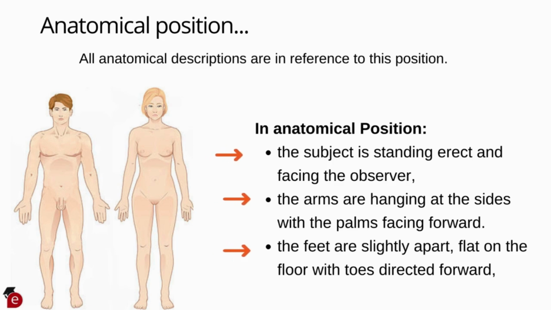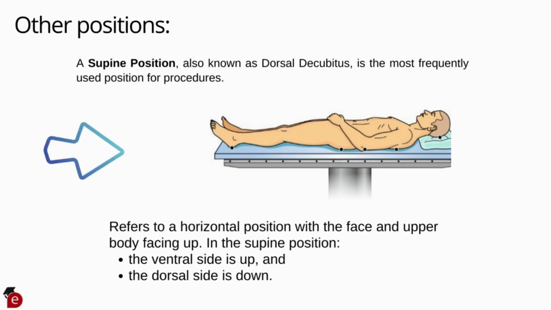In anatomical position, the subject is standing erect, facing the observer. So when you have an individual standing upright, facing the observer, that is one point that describes this position. Now the second point is the arms are hanging at the sides with the palms facing forward. And lastly, the feet are slightly apart, flat on the floor with toes directed forward. If you can see that diagram on my screen, that's actually a description of what anatomical position is.